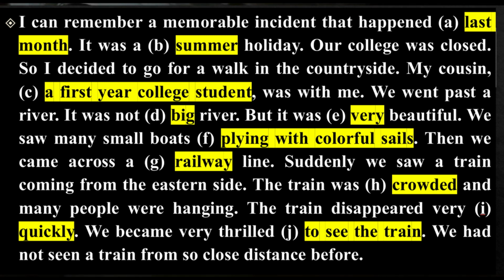Now come to the next line. We became very thrilled dash. Here we are asked to put an infinitive phrase to post modify the verb. So we have already discussed that our infinitive is to plus verb. So we can complete this sentence like this: we became very thrilled to see a train. Now see the last line: we had not seen a train from so close a distance before. In such a way, we can answer this passage.